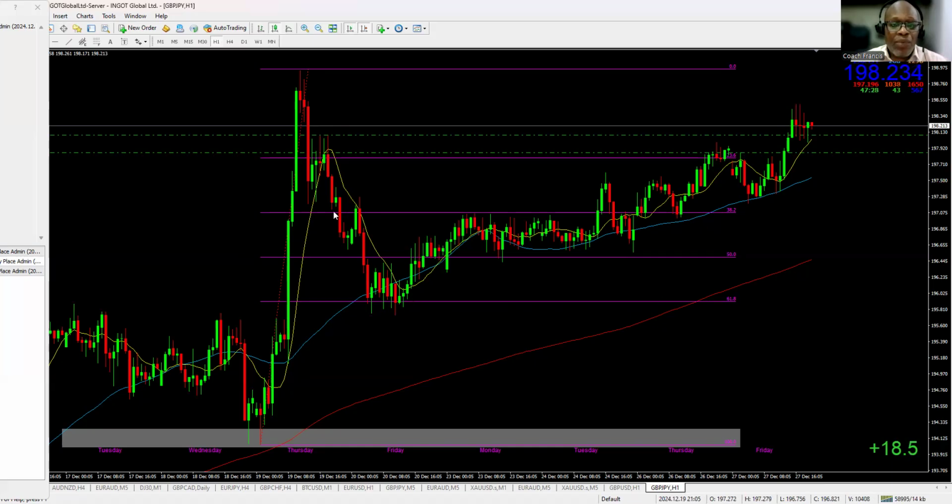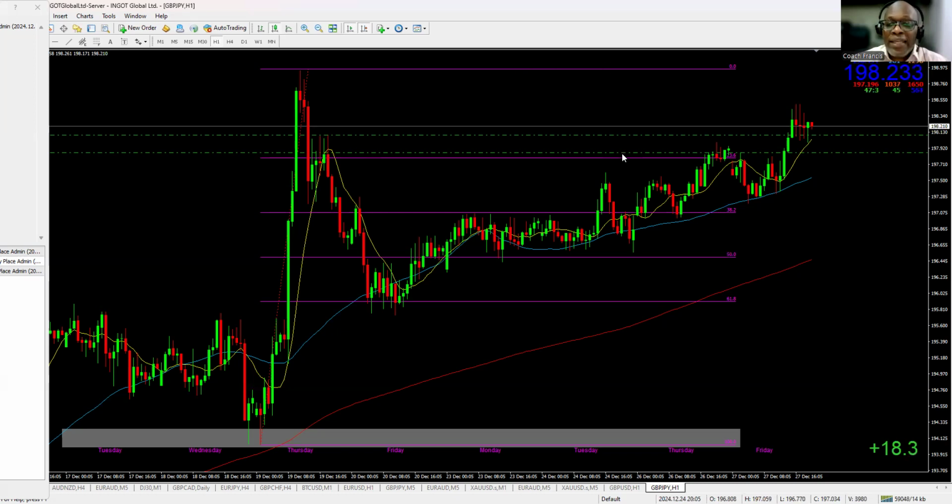61.8%. So that was a 61% pullback. Now, since it started from here, if the price had dropped all the way back here, that would have been 100% pullback. But no, we didn't get the 100%. We got a 61.8% pullback. So you can see these are the different numbers or percentage pullbacks.